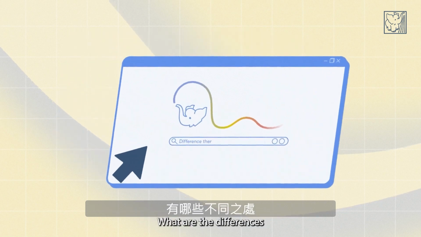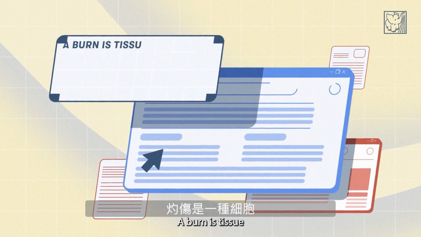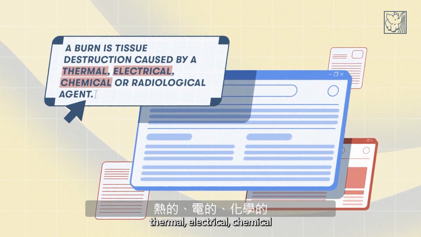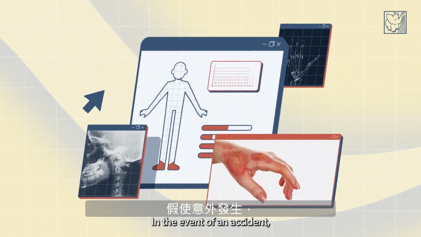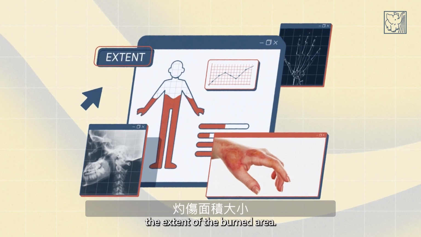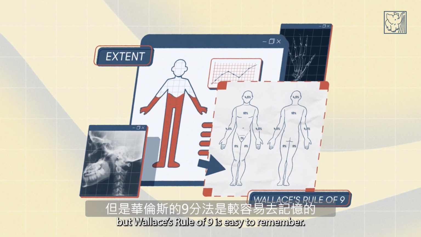What are the differences between a thermal burn and a chemical burn? A burn is a tissue destruction caused by a thermal, electrical, chemical, or radiological agent. In the event of an accident, you need to quickly assess the extent of a burned area. There are several techniques, but Wallace's rule of 9 is easy to remember.